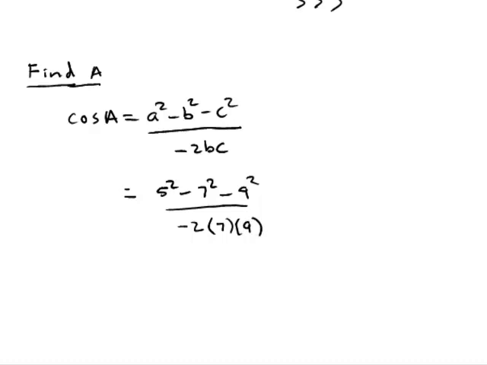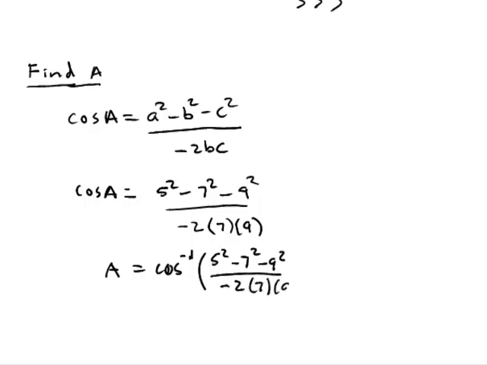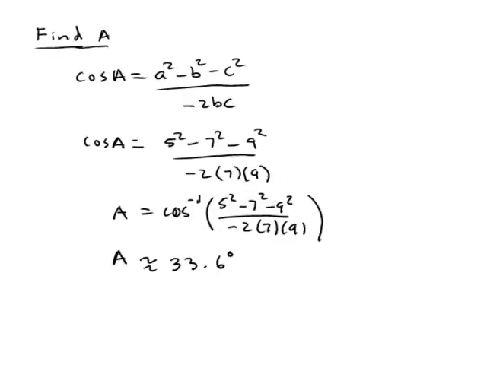Okay, and that's cosine A. And then we take the cosine inverse of that. So A equals the cosine inverse of 5 squared minus 7 squared minus 9 squared all over negative 2 times 7 times 9. We run that into our calculator and we get approximately 33.6 degrees.